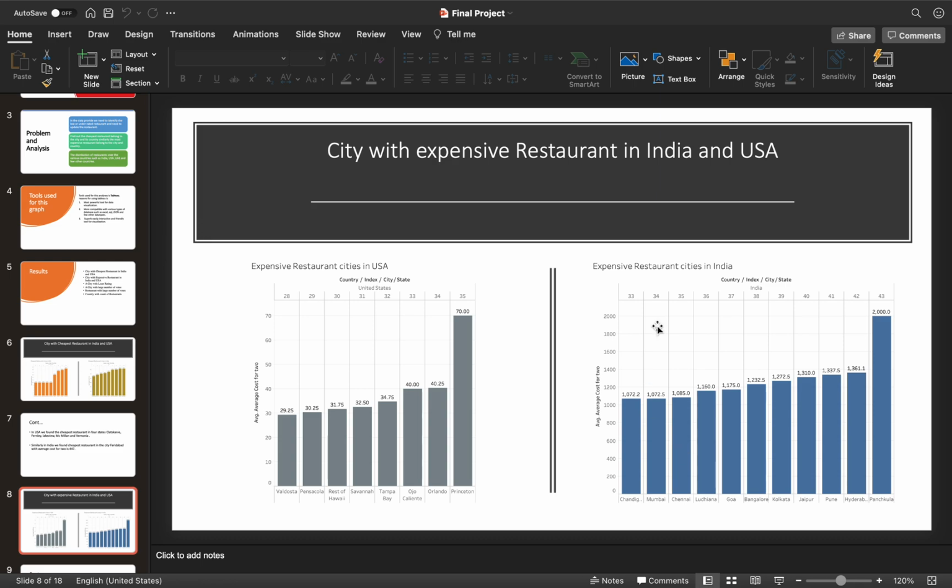On the right side you can see the expensive restaurants in India. The top expensive restaurant belongs to the city Panchakulu, and the next is in Hyderabad. Hyderabad is the second costliest city for restaurants, at 131 rupees.